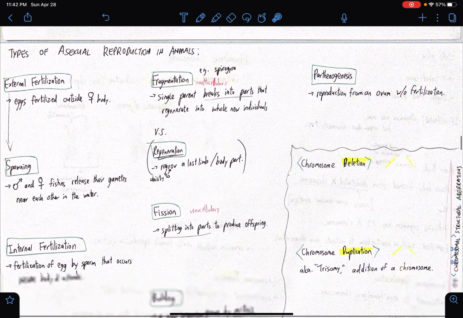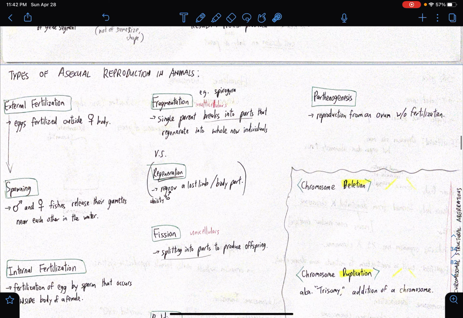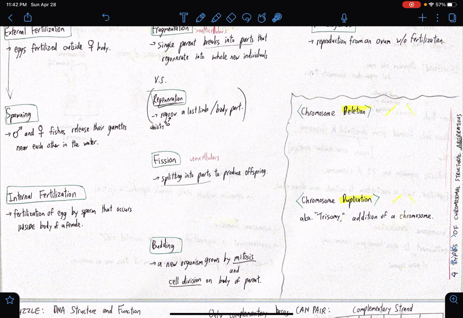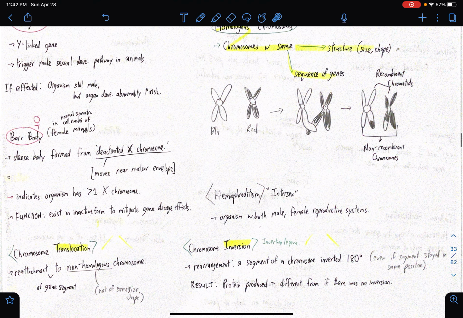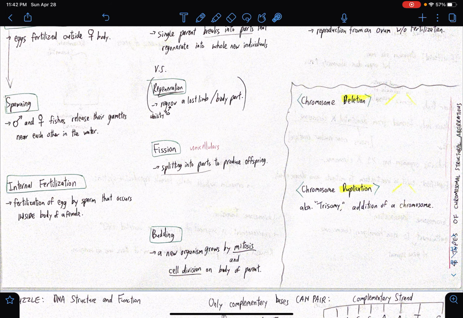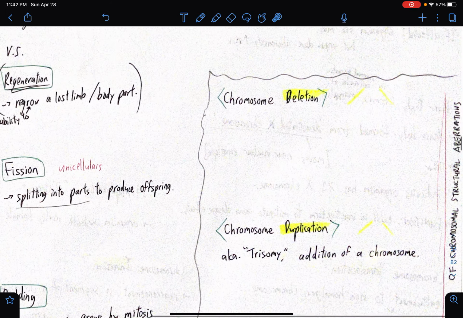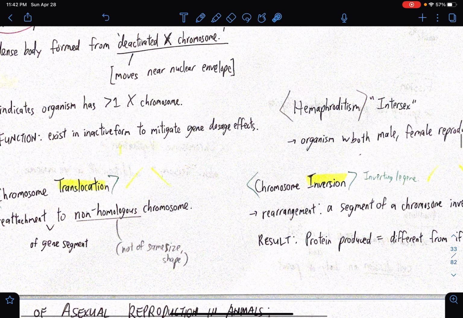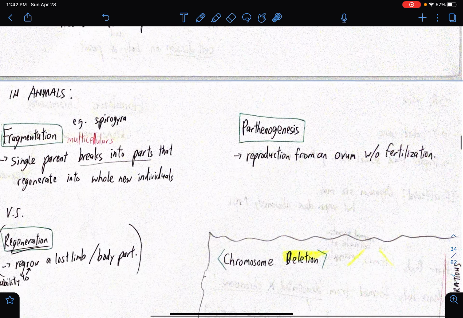Okay, let's move on to the types of asexual reproduction in animals. You know what? I'll just make a separate video for this. But let's finish the other kinds of changes that can cause a genetic anomaly.